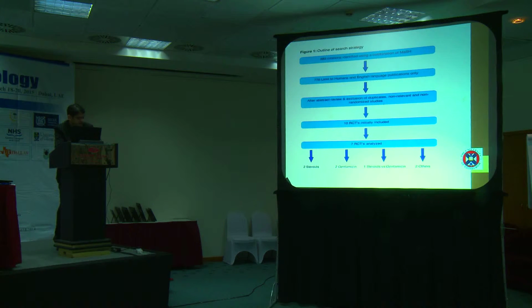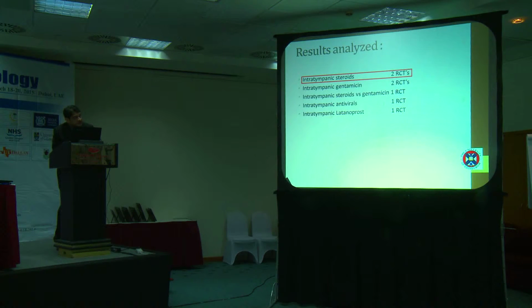This was a flow chart, and you can see from the top that I started with 800 citations, and applying various filters and inclusion and exclusion criteria ended up with 10 randomized studies, of which 7 were analyzed. I'll come to that later as to why the 3 studies were excluded. There were 2 studies on steroids, 2 on intratympanic gentamicin, 1 comparing intratympanic steroids and intratympanic gentamicin, and 2 other studies. So I'll start with the 2 studies that I looked at for intratympanic steroids.